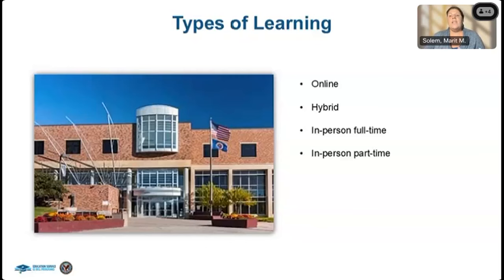Typically, if you have at least one course in residence, like in person, then you can qualify for the full monthly housing allowance. And then there's the in-person full-time and the in-person part-time. Those are the different types of learning that can be utilized under the VA education benefits.